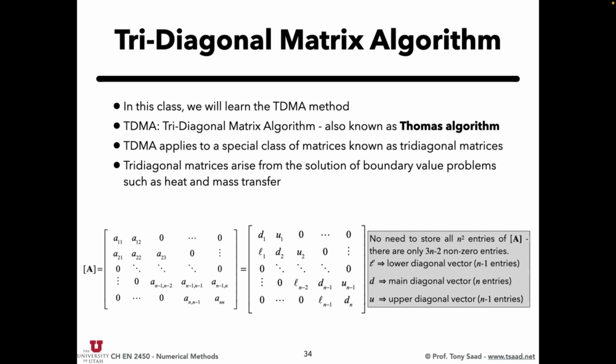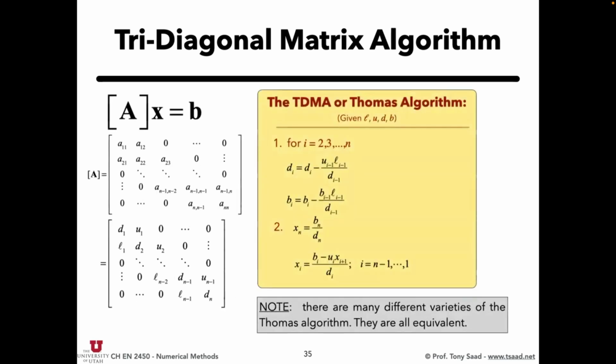Now, the formula for the Thomas algorithm is this. It's just an algorithm, a sequence of steps that you need to implement, given L, U, D, and B. These are vectors, row vectors, column vectors, whatever you want to write them as. It doesn't matter. In Python, think of them as lists of numbers. You have the lower diagonal L, upper diagonal U, main diagonal D, and the right-hand side vector B. The Thomas algorithm, or the TDMA algorithm, goes in 2 steps. First, you start with the main diagonal and the right-hand side.